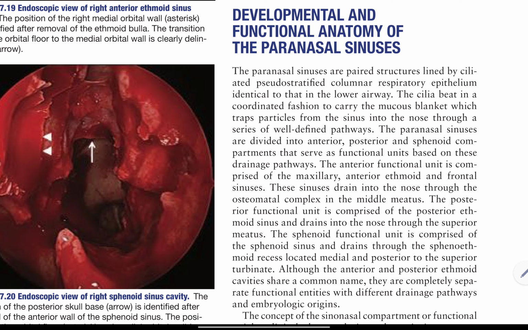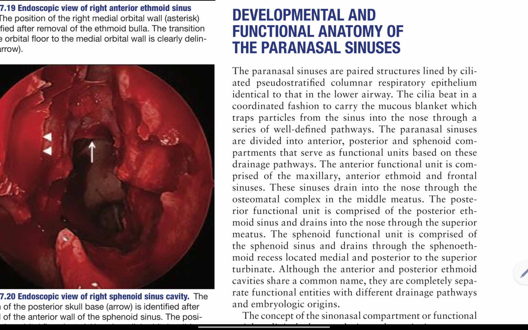The paranasal sinuses are divided into anterior, posterior, and sphenoid compartments that serve as functional units based on these drainage pathways. The anterior functional unit is comprised of the maxillary, anterior ethmoid, and frontal sinuses. The sinus drains into the nose through the osteomeatal complex in the middle meatus.